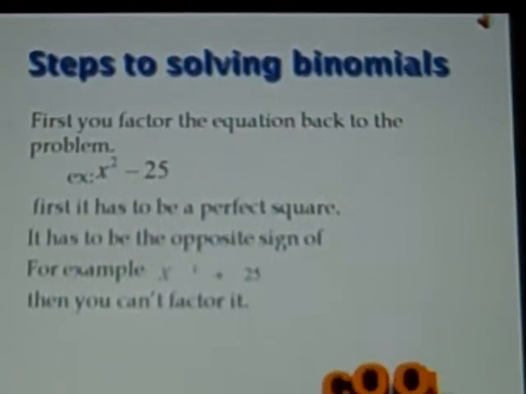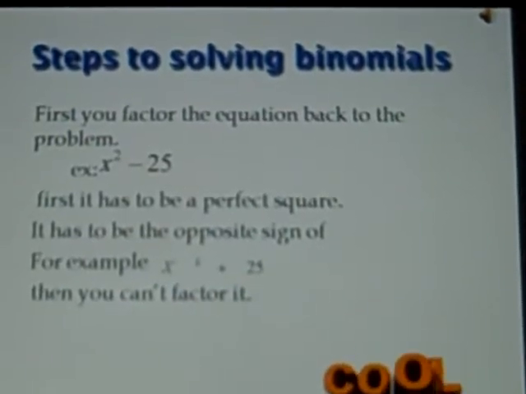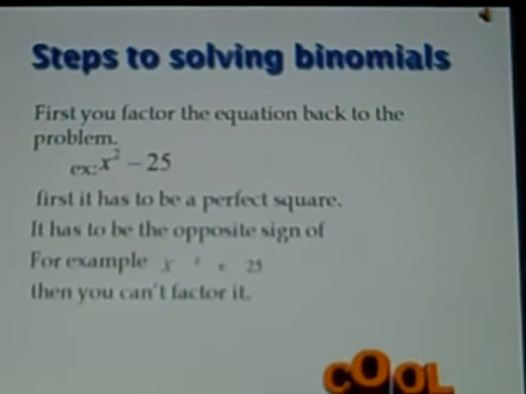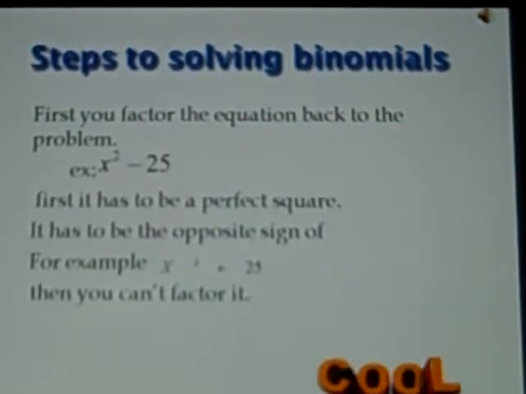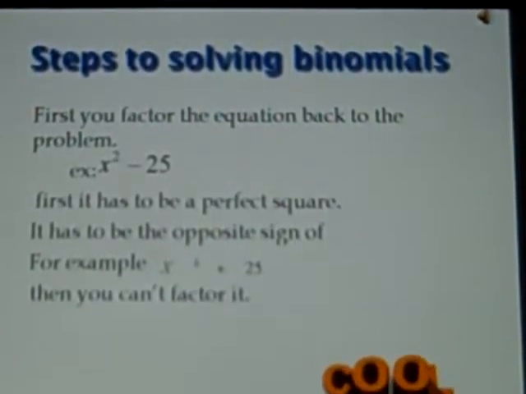First, it has to be a perfect square. It has to be the opposite sign. For example, x squared plus 25. It's not opposite because x squared is positive and 25 is positive. So you can't factor it.